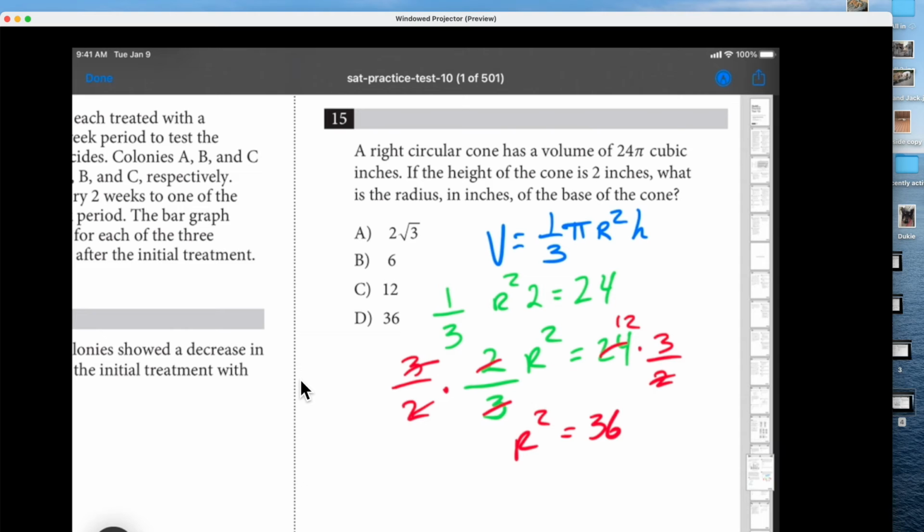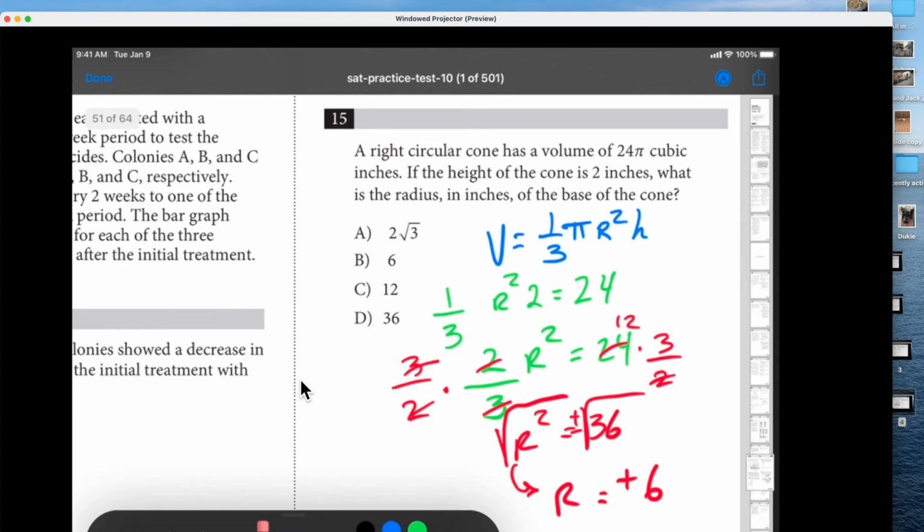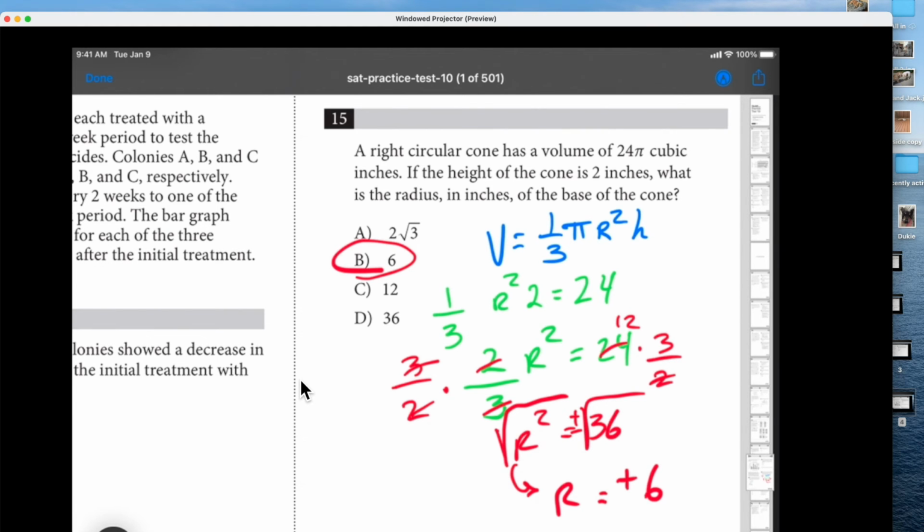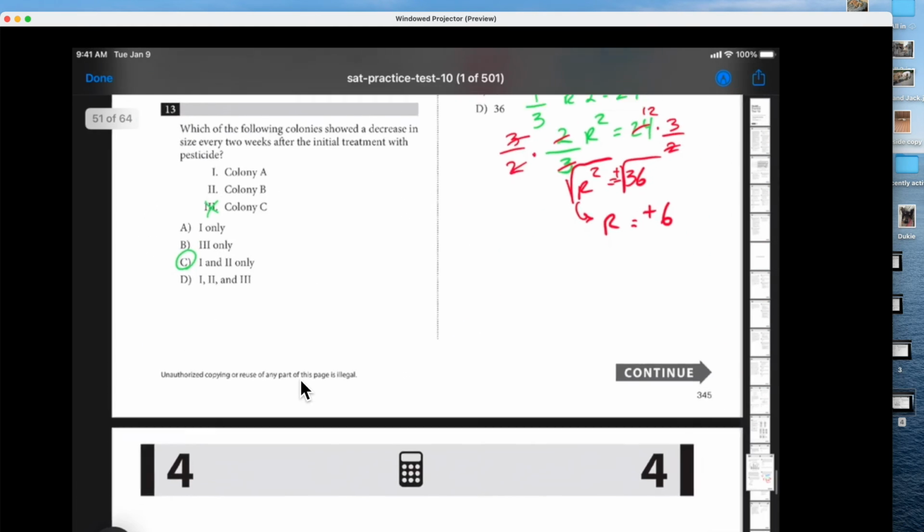Now to get r, we're going to take the square root of both sides, and whenever we're taking the square root of something, we have to add plus and minus to the opposite side. So the square root of r squared becomes r, and the square root of 36 becomes plus or minus 6. We're going to go ahead and reject the -6 because we're dealing with the length of the radius, so therefore our answer becomes just +6, or choice B.